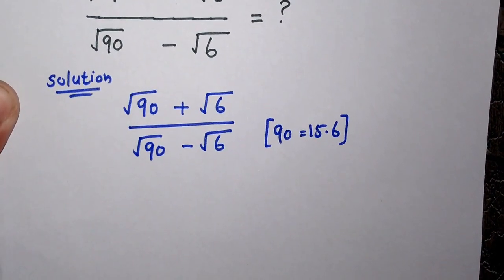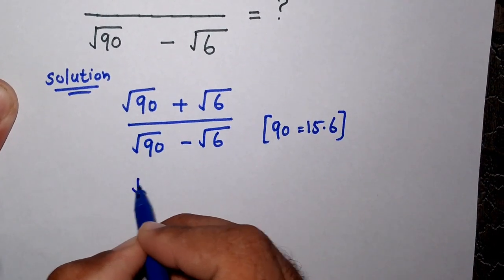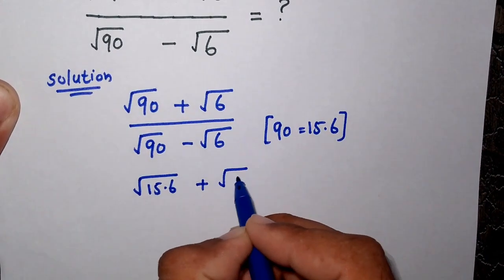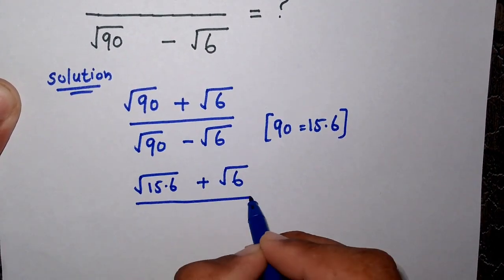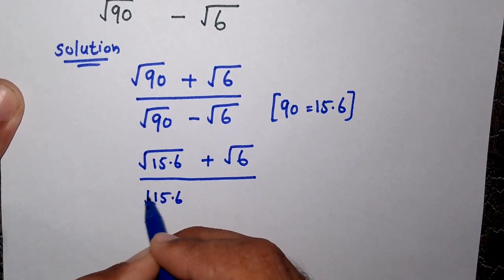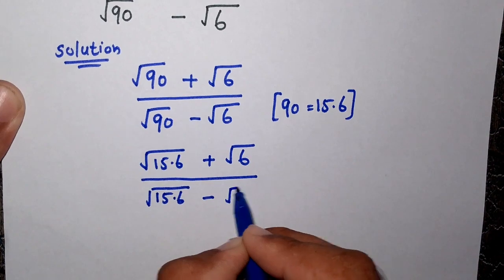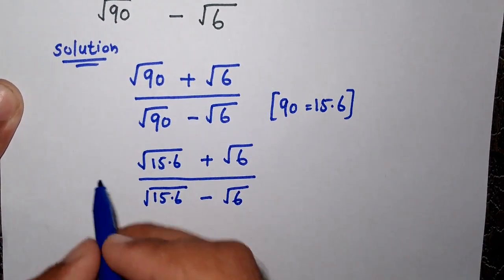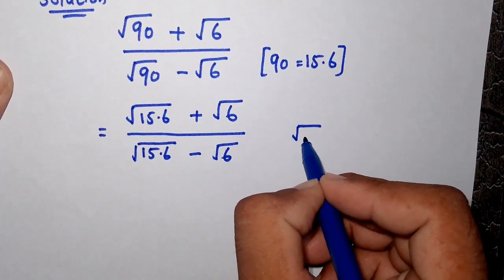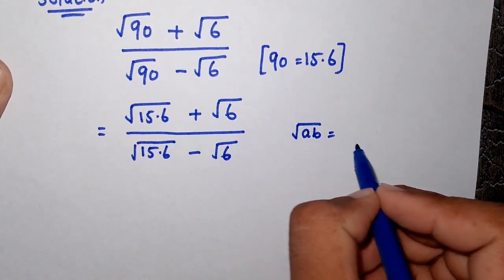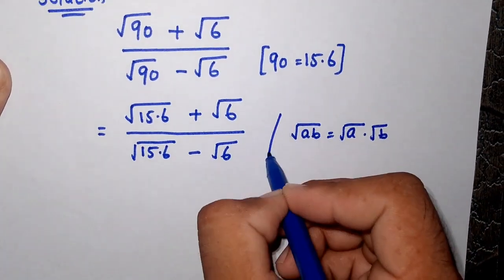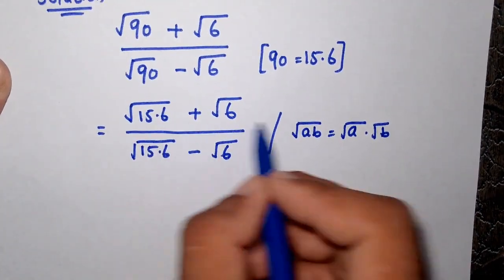So here, square root of 15 times 6 plus square root of 6 over square root of 15 times 6 minus square root of 6. Now in the next step, we know that square root of a times b is equal to square root of a times square root of b. So we have to apply this condition here.